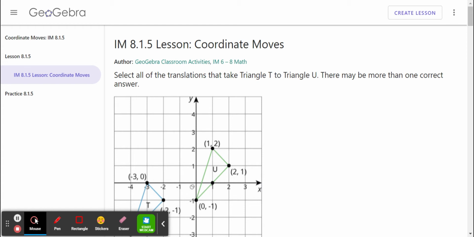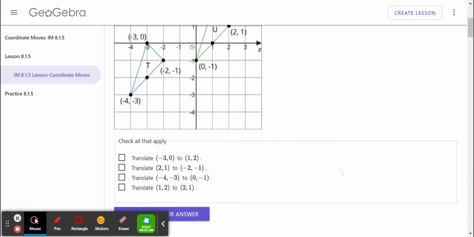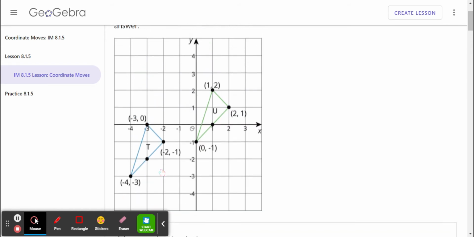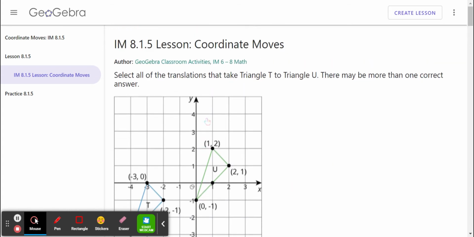So the first activity says, select all of the translations that take triangle T to triangle U, and there may be more than one correct answer. So you can see you have four options of how we are translating these points. You need to figure out which translations will take triangle T to triangle U. So please pause this video and complete the first activity.